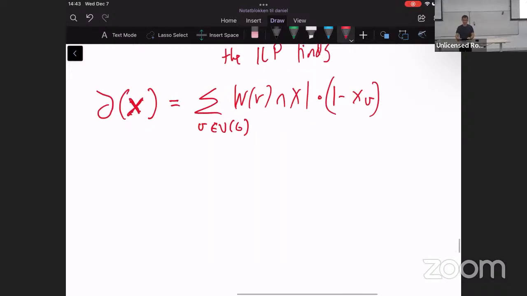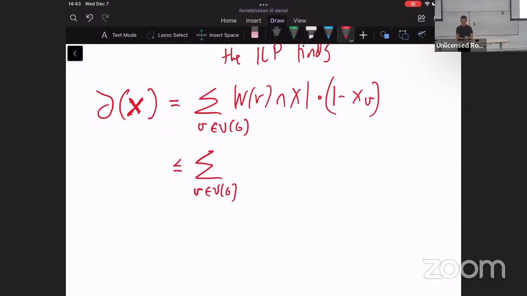Yeah. But now I know that N(v) intersection X is at most... So I want to say that. No, I want to go in the other direction. I want to say that this is less than or equal to the sum, and I go over all the vertices in V(G).